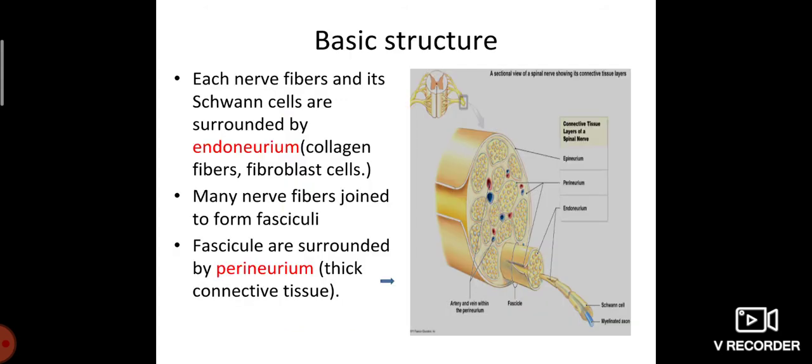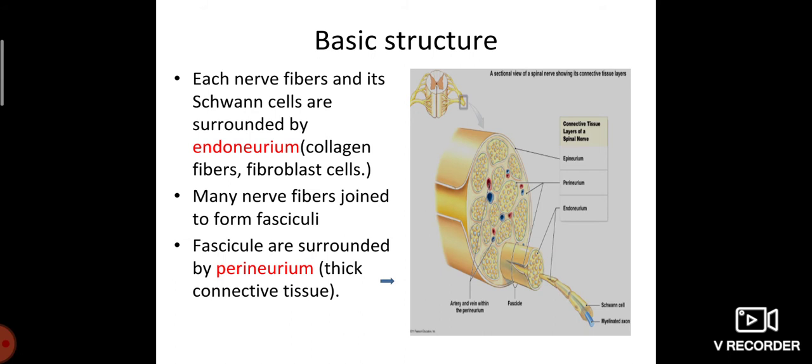Now we will see the basic structure of a peripheral nerve. As in muscle tissue, here also each fiber is covered by connective tissue. A single nerve fiber, or a single axon. We know peripheral nerves are a collection of a group of axons which together form a nerve. Okay, so a single nerve fiber is covered by a thin connective tissue, which is called the endoneurium.